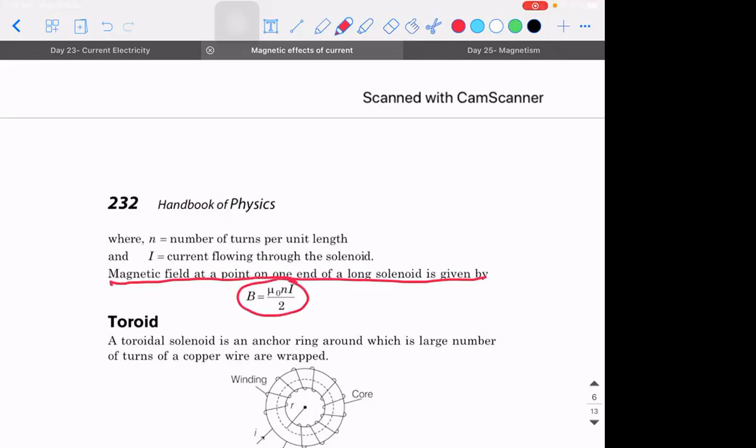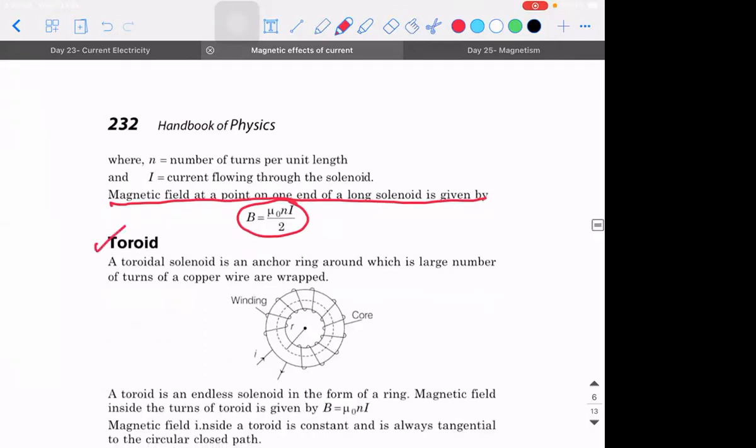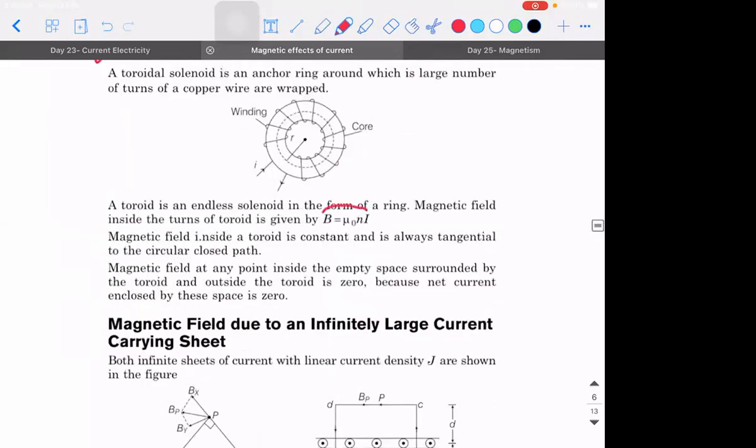So have this point in your mind. All these things are derived using Ampere's circuital law only. These are all the applications of Ampere's law, like how we saw the applications of Gauss law in electrostatics. Similarly, when you talk about a toroid, the magnetic field inside a toroid is exactly the same expression. B is equal to mu naught into n into I, where here small n represents what? The number of turns per unit length.